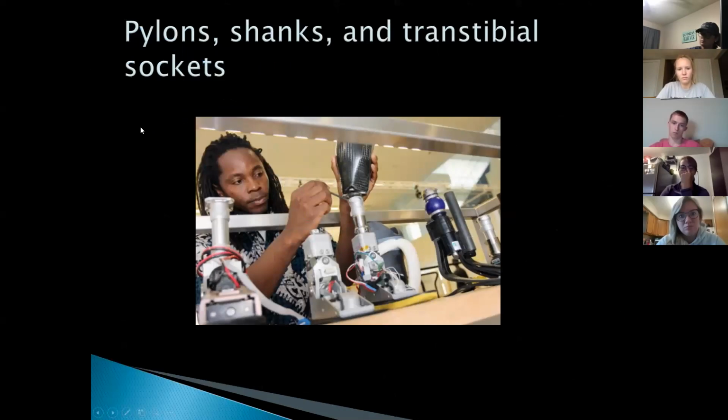Okay, so we'll go back here. And there's a prosthetist, and he is doing alignment, and we'll talk about that. So alignment is mainly the orientation and position of the pylon relative to the socket, and the foot relative to the pylon.